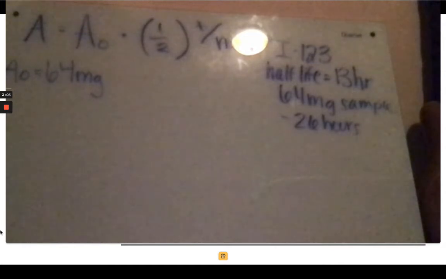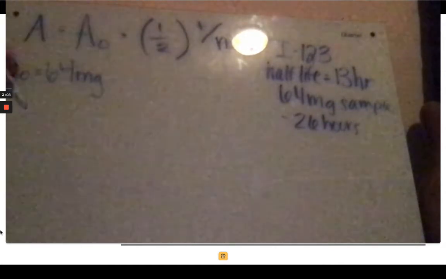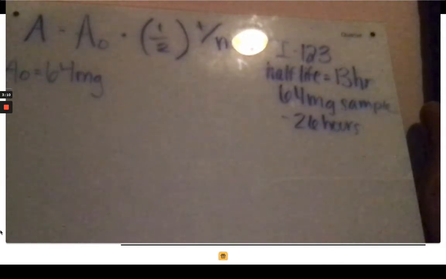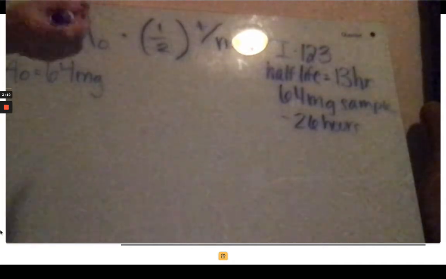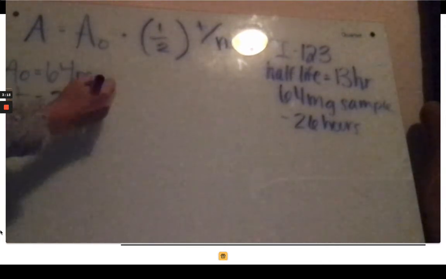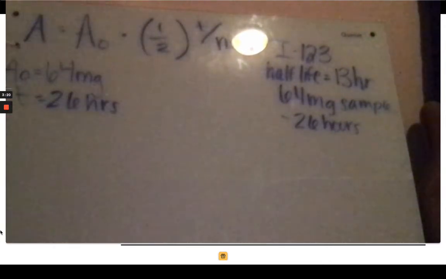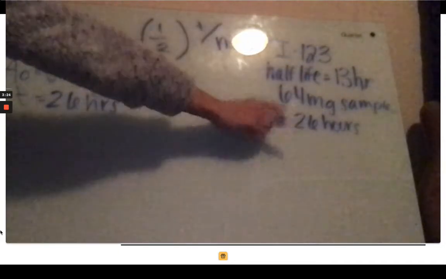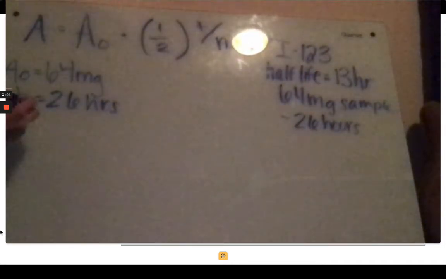Our next thing we're looking at, we're always going to have time. Our time is how much time has gone past. Okay, and it tells us that our T is 26 hours. And then we also have our H here, our half-life. Our half-life is 13 hours.